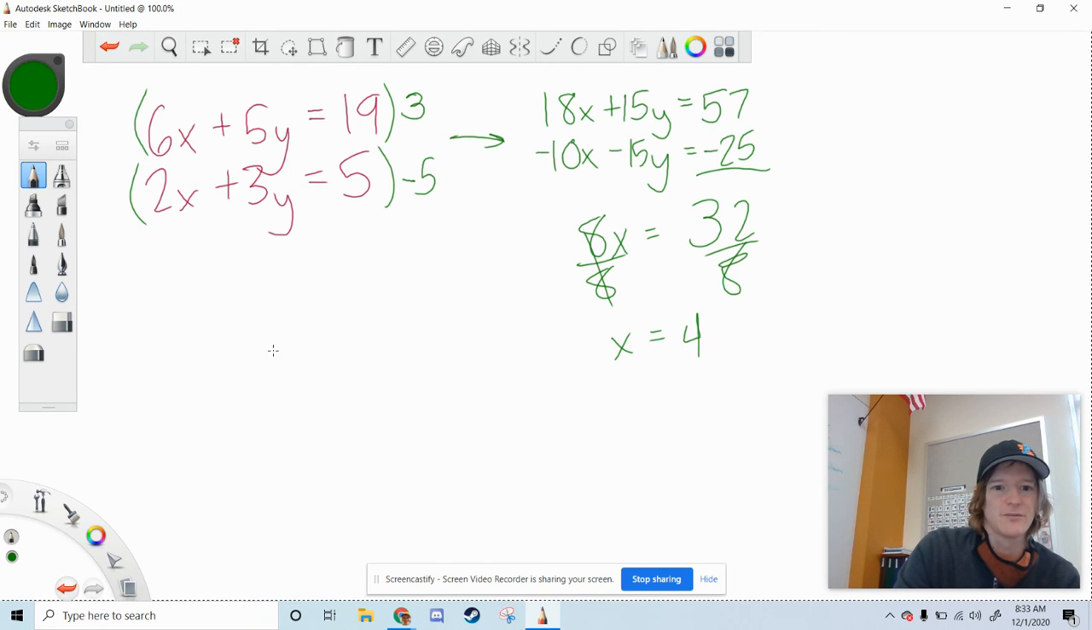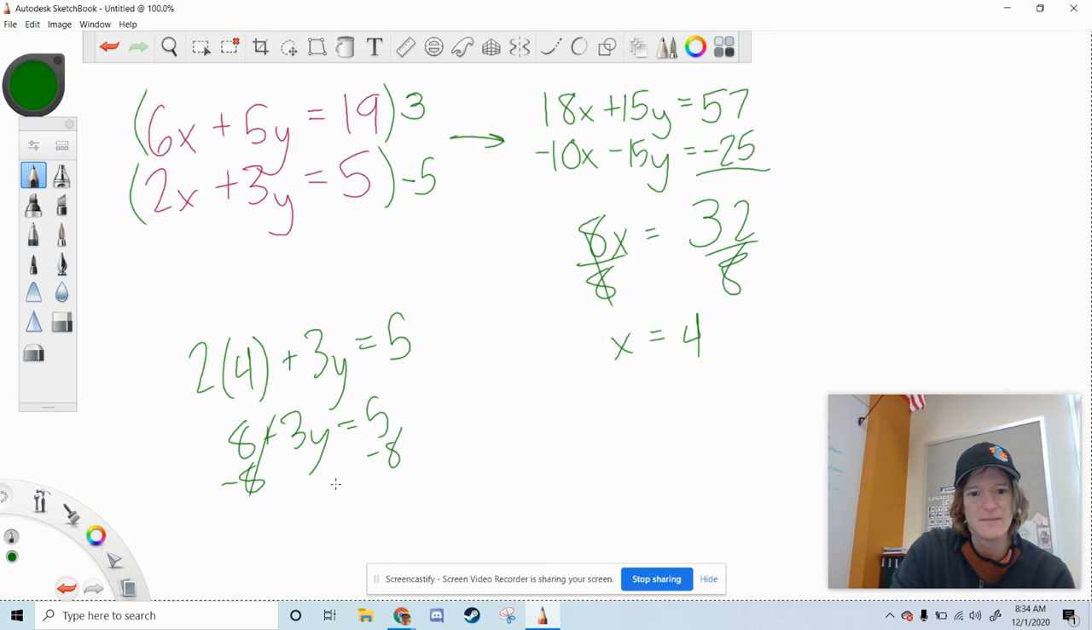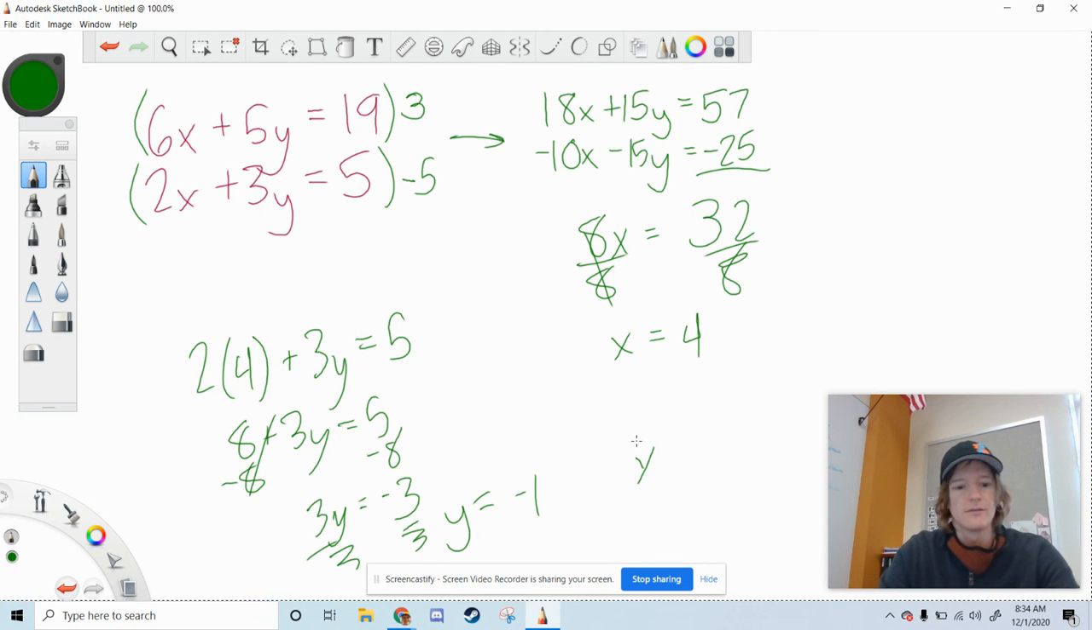Let's go into this bottom one here. 2 times 4 plus 3y equals 5. 8 plus 3y equals 5. Minus 8, minus 8. 3y equals negative 3. So y equals, divide by 3, negative 1. So our point is 4, negative 1.